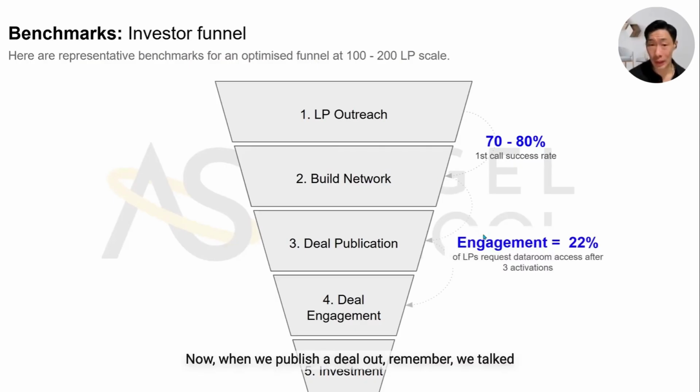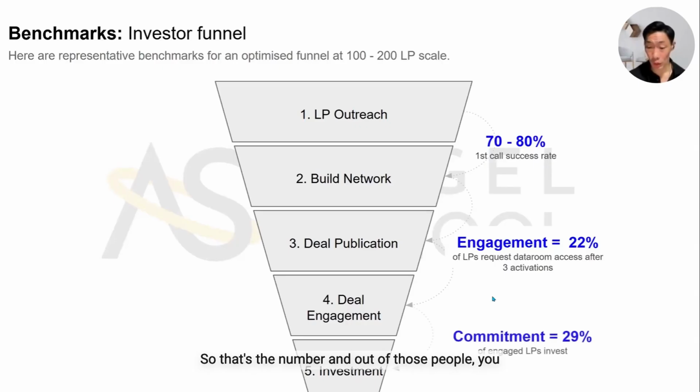Now, when we publish a deal out, remember, we talked about this in session 2, the magic number is 3. Investors need to hear about a deal 3 times. You need to have a compelling reason to go to investors each time about a deal. But they need to hear about a deal 3 times before you maximize interest. The good benchmark at this scale of investor network is that 22% of your investors should be expressing interest in the deal. Okay, so that's the number.